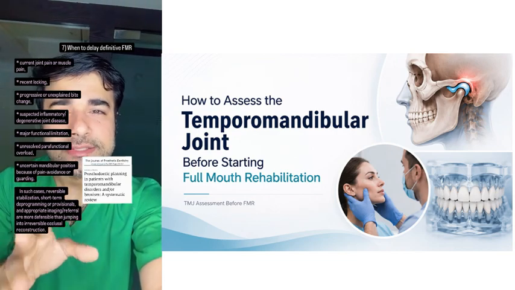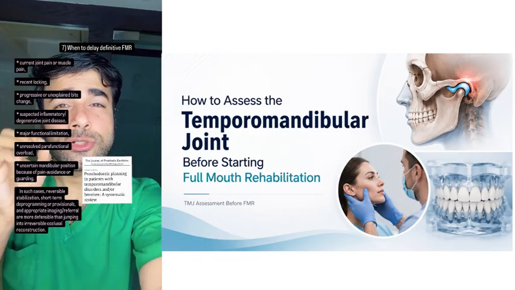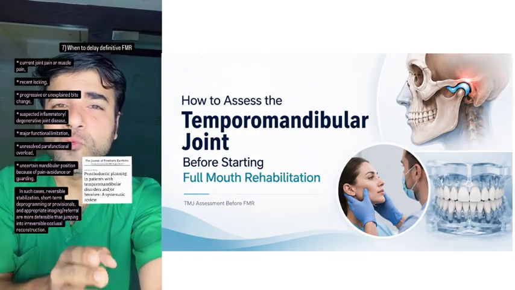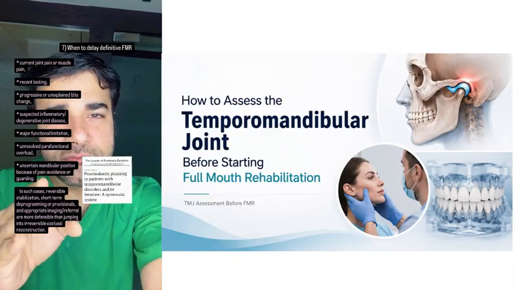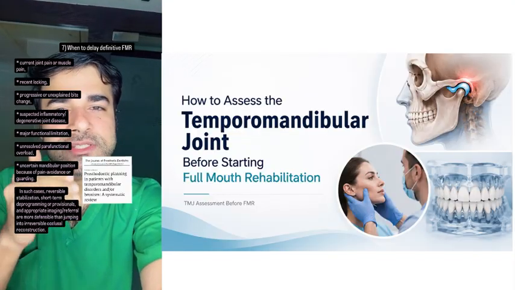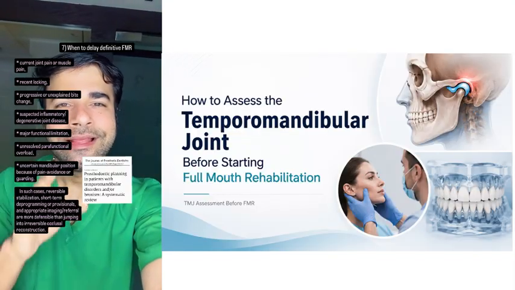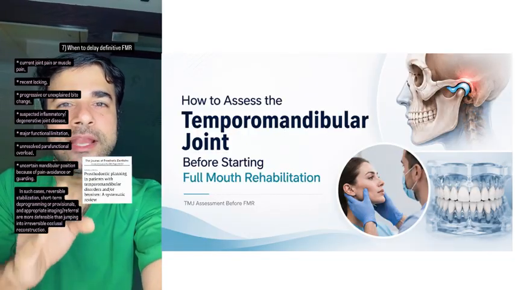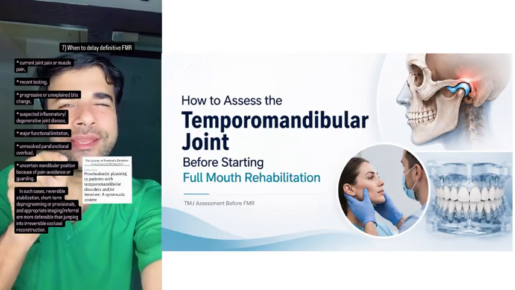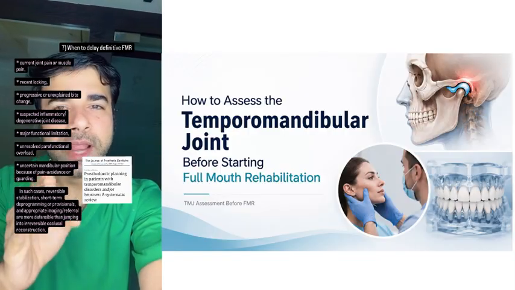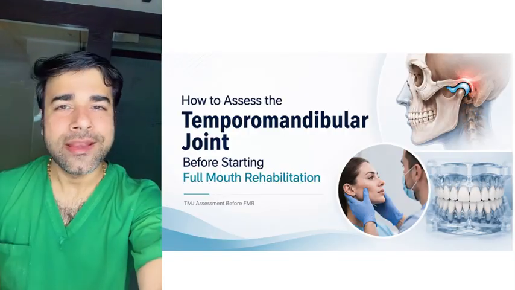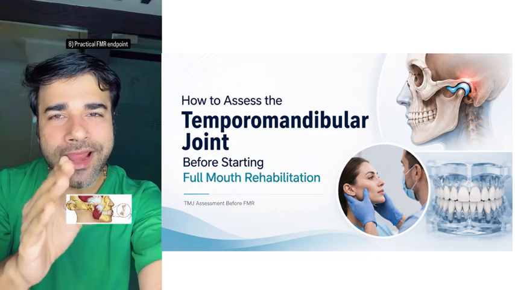In such cases, reversible stabilization, short-term deprogramming or provisionals, and appropriate imaging or referrals are more defensible than jumping into irreversible occlusal reconstruction. That caution is well aligned with systematic reviews showing insufficient evidence to use prosthetic changes as primary TMD therapy. Next, practical FMR endpoint.